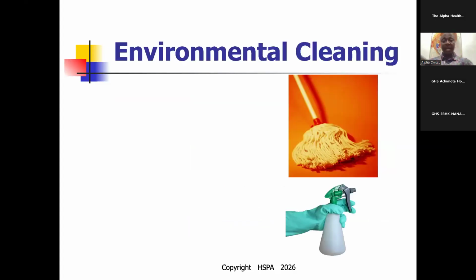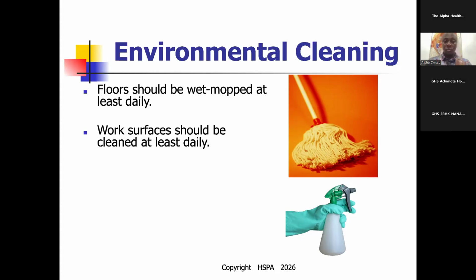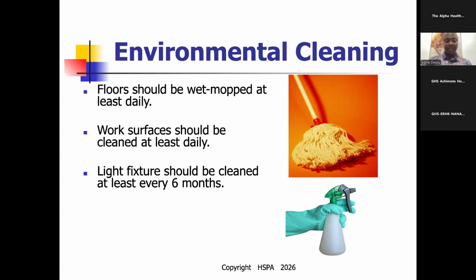Again, environmental cleaning in central sterile processing: floors must be wet mopped at least once a day. This is a very, very important area, so it has to be wet mopped at least once a day. Work surfaces should be cleaned at least daily. And then the lights, because we do inspections and we want to keep our lights clean, should be cleaned every 6 months. This is mandatory.